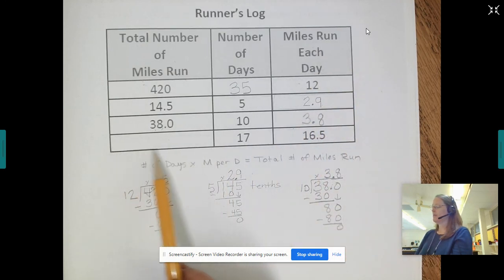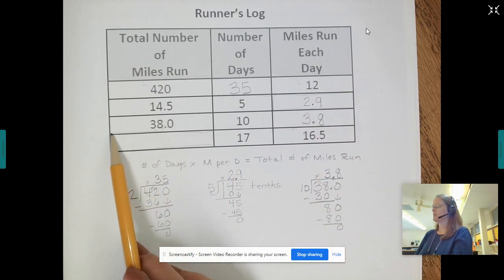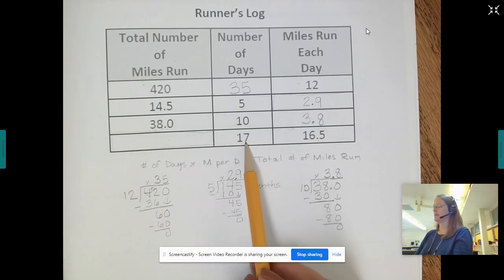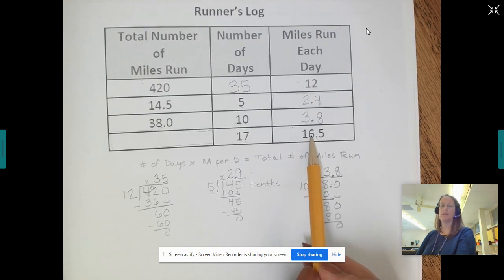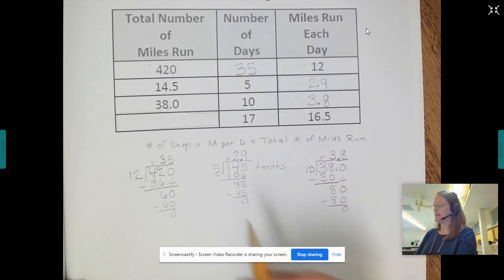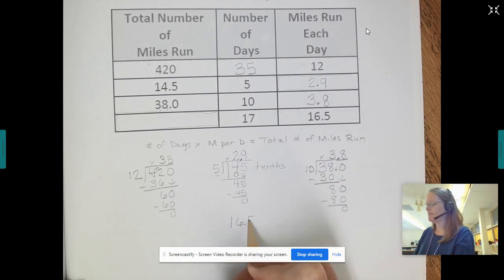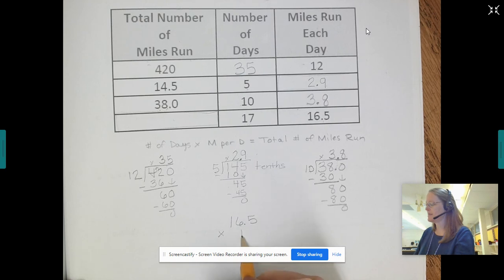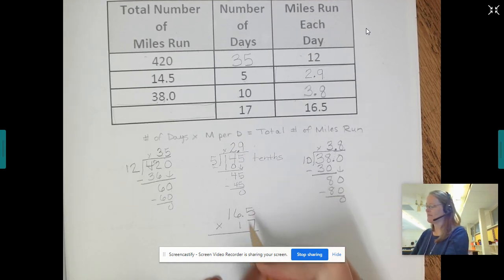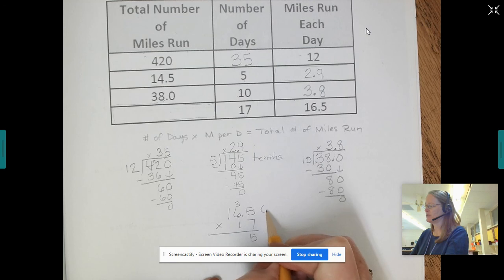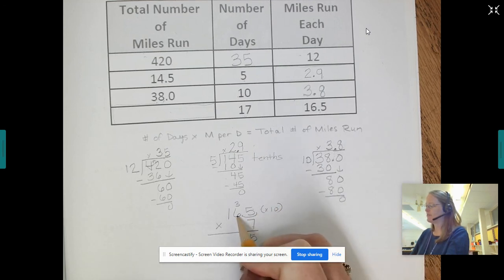Here, we do something completely different. We're going to multiply the number of days times the number of miles run each day. So we are multiplying 16 and 5/10 times 17. Let's get that multiplication working again. 7 times 5 is 35. Oh, we forgot to multiply by 10. Move that decimal. 7 times 6 is 42.